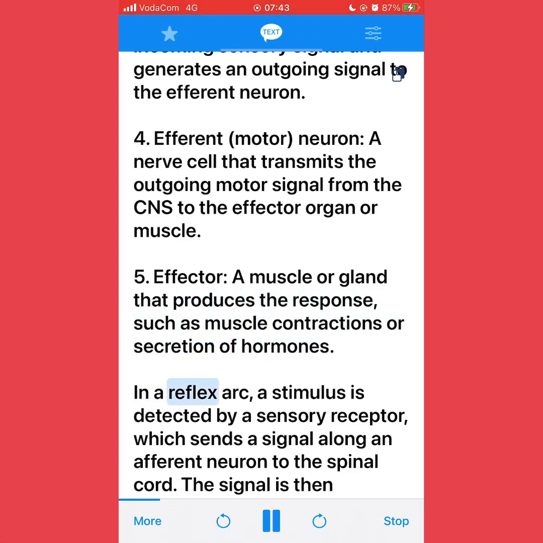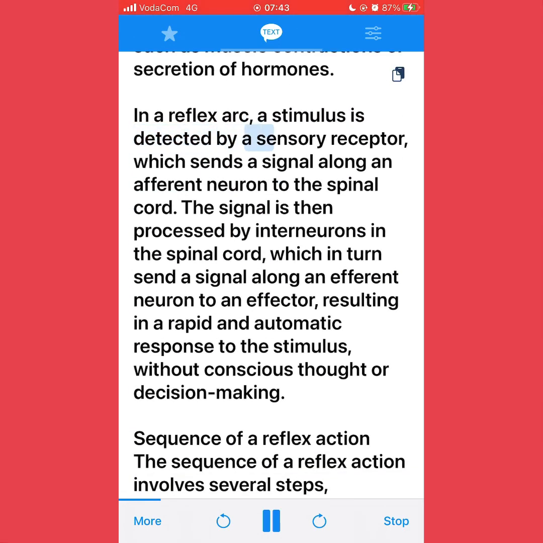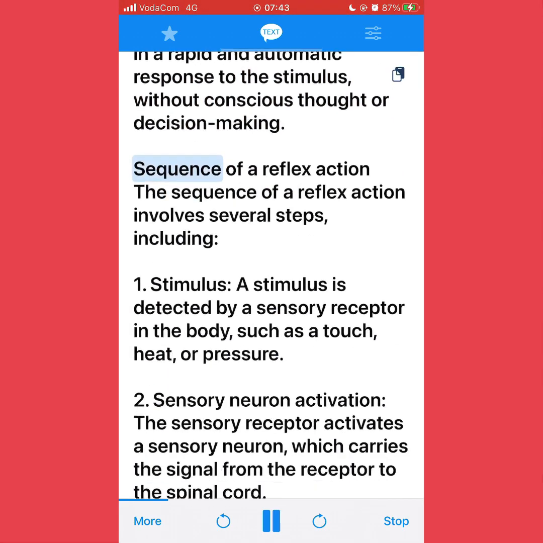In a reflex arc, a stimulus is detected by a sensory receptor, which sends a signal along an afferent neuron to the spinal cord. The signal is then processed by interneurons in the spinal cord, which in turn send a signal along an efferent neuron to an effector, resulting in a rapid and automatic response to the stimulus, without conscious thought or decision-making. Sequence of a reflex action.